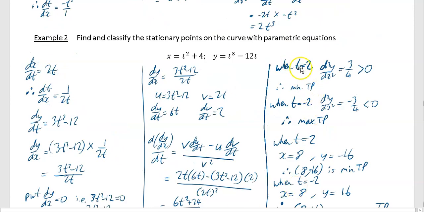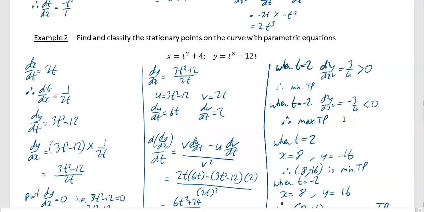So when t is equal to 2, when you sub t equals 2 into your d2y by dx squared, you got 3/4, which is greater than 0, therefore it's a minimum turning point. When t is equal to minus 2, you subbed it into d2y by dx squared, and you got minus 3/4, which is less than 0, therefore it's a maximum turning point.